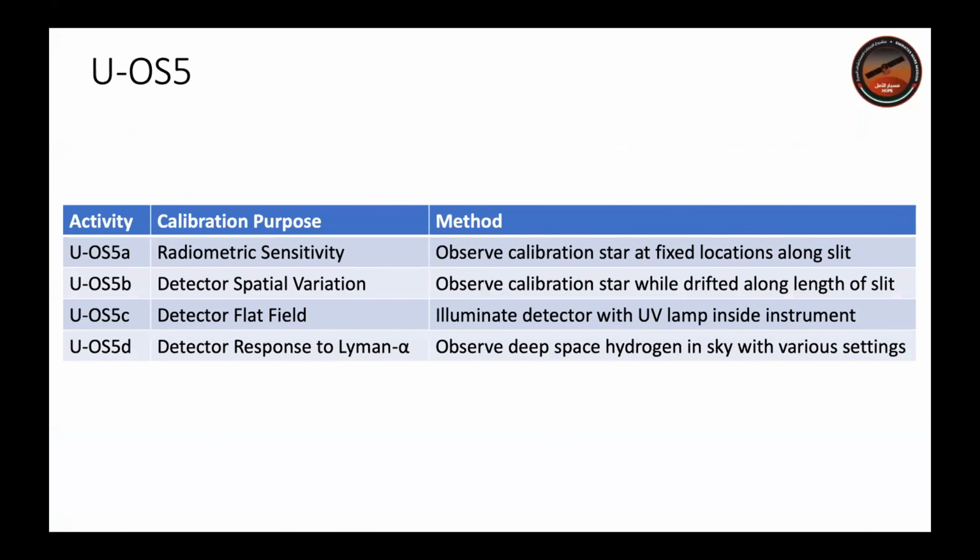The last kind of nominal observation isn't looking at Mars. It's actually a set of calibration activities. I'm not going to go through these in detail, but these are ways that we make sure we understand the sensitivity of the instrument. Ultraviolet instruments are notorious for degrading in sensitivity over time, so we have lots of ways of keeping track of that and making sure that we're calibrating the instrument properly.